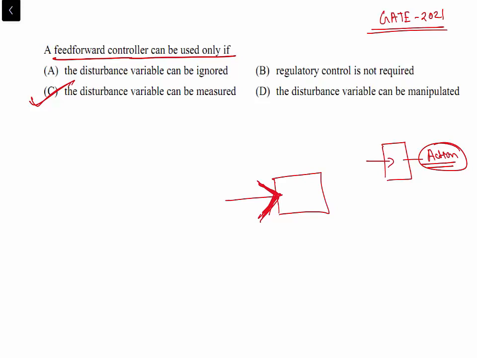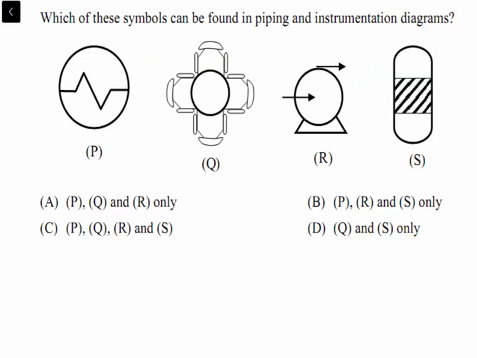Thank you. So this question is from process control and instrumentation. This is from the newly added topic, that is P&ID, okay. If you see here, the question is regarding which symbols can be used in piping and instrumentation. If you see this first diagram, it is of a heater or heat exchanger you can say, frequently used.